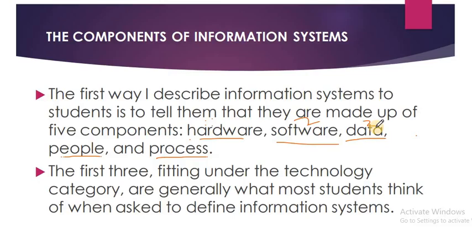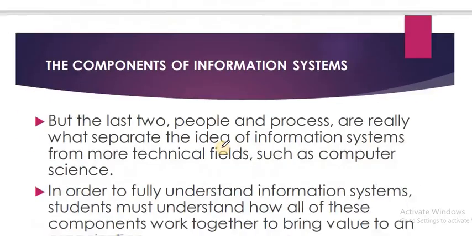Most of the students, when you ask them to define or discuss information systems, only talk about these 3 because they fall under the technology category: the hardware, the software, and the data. They do not even look at the people and the process. So for the sake of this module, we are collecting the 5 components together: the hardware, the software, the data, the people, and the process. Let's move on.